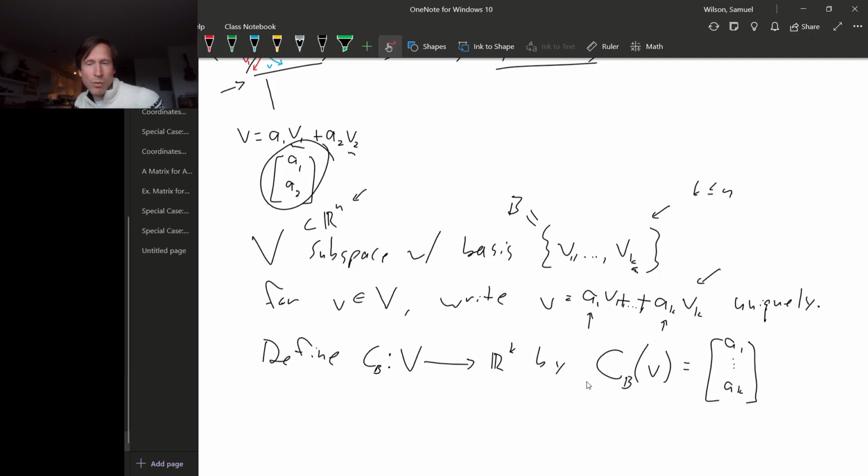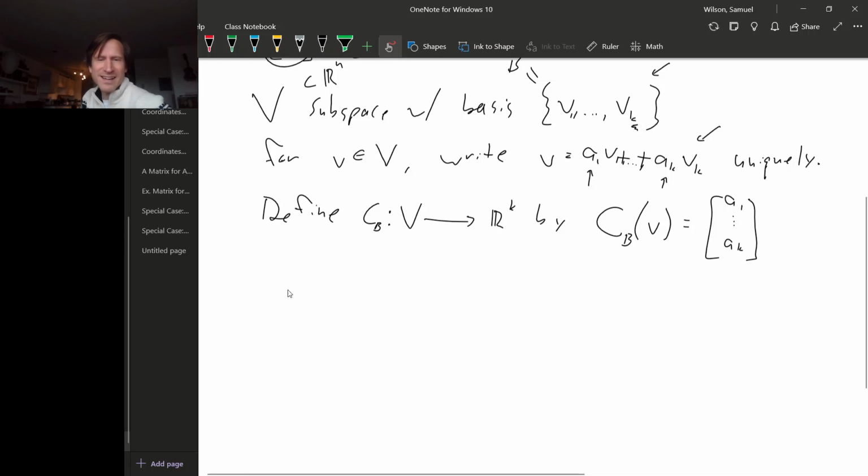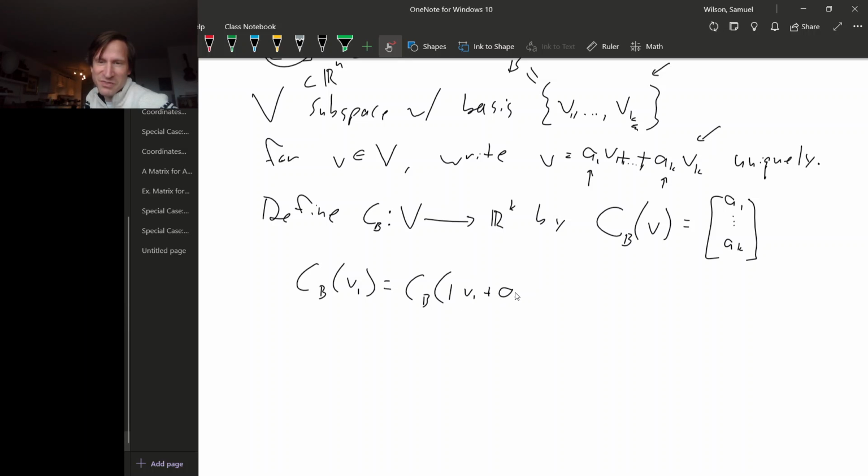Now, one thing that isn't obvious is that this actually is a linear transformation, but it's not too tricky to see that. First of all, let's evaluate this on the basis vectors, the v1 through vk. Well, v1, as a linear combination of the basis vectors, is 1 times v1 plus 0 times v2 plus, all the rest of them are zeros. And so if we just pick the coefficients, we get 1 and then nothing but zeros. So that's what this does to v1.